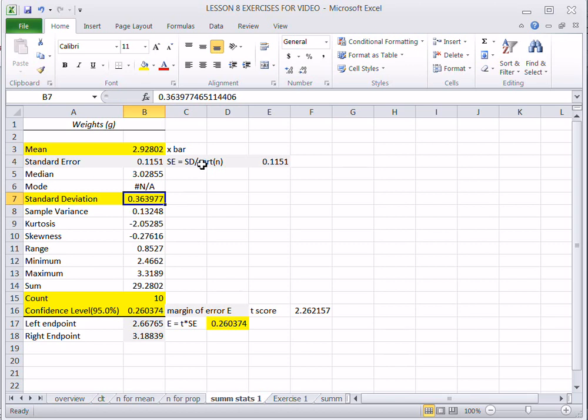So we take that standard deviation, divide it by the square root of n. Remember, n is the sample size, and that will give a smaller value. So notice the standard error is 0.115, whereas the standard deviation was 0.364 rounded off. All right, so we can see it's significantly smaller, 0.115 versus 0.364.